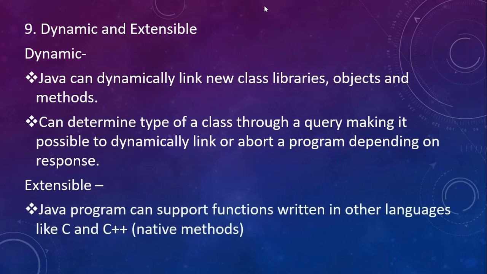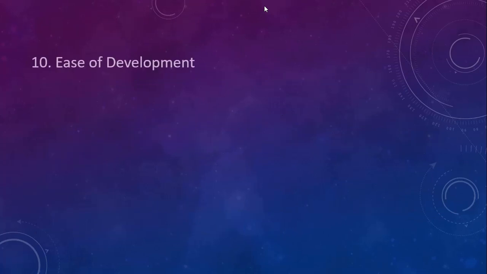Java is extensible because, for your information, along with its own syntax, a Java program can use something called native methods. There are some C and C++ functions which a Java program can support. That means these functions can be used with the Java program. So that's why we say functions written in other languages can be supported by Java. That's why Java is extensible.